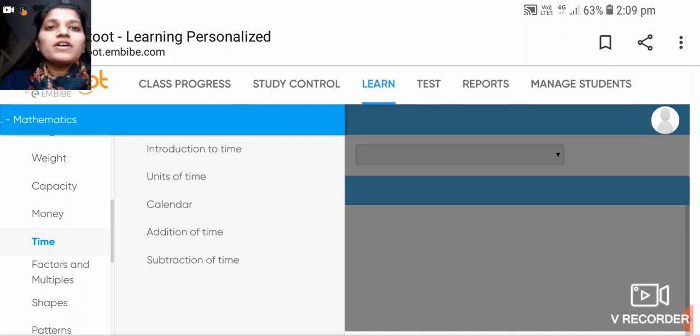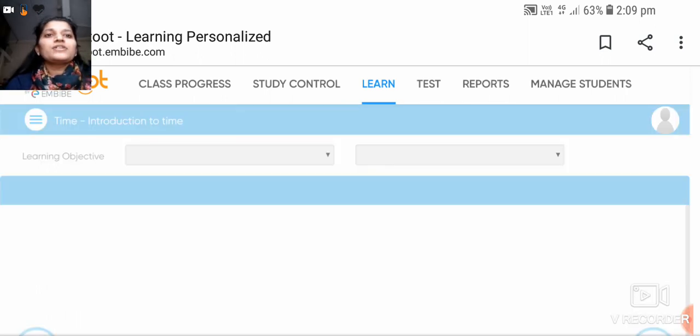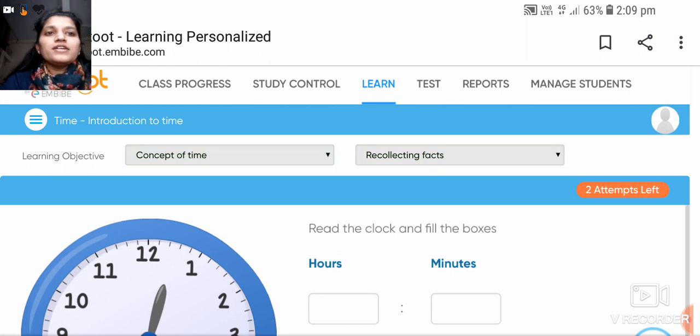So students, today we are going to solve 2 points from this introduction to time and units of time. I'm going to show you how to solve the examples using the Funtoot app, and you are all supposed to use the Funtoot app and solve the examples using it. Okay, so first of all, we are going to solve introduction to time. Let's see the learning objective first of all.